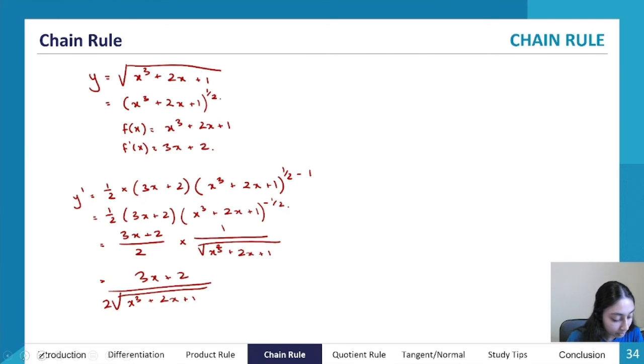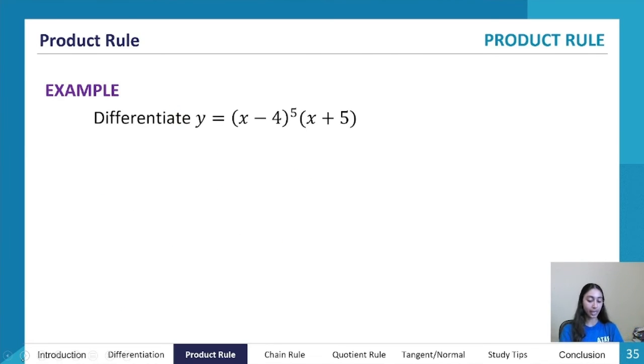Now I have another question for you guys, and that is to differentiate y is equal to x minus 4 to the power of 5 times x minus 5. Okay? Heads up, this might take a couple of rules from what we've learned already. I'll give you a sec to try this one on your own.